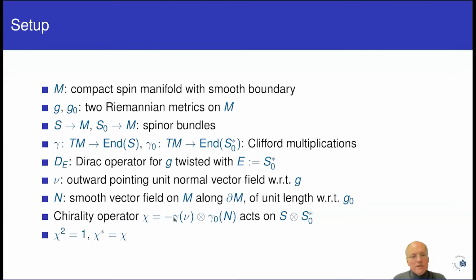Now, since the Clifford multiplication of a unit field squares to minus 1, both square to minus 1, so the whole chirality operator squares to plus 1. And since Clifford multiplication with vectors is skew symmetric, the tensor product is symmetric. So we get a self-adjoint involution on our bundle. And then we also have the corresponding subbundles of eigenspaces, which one can show actually turn out to be of equal dimension. Okay, so that's the setup.